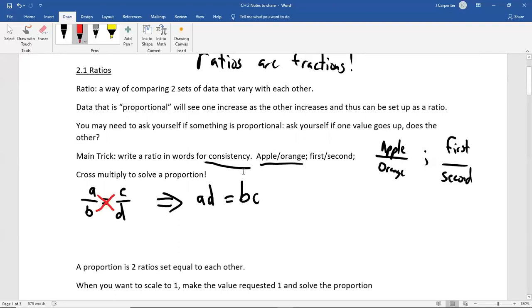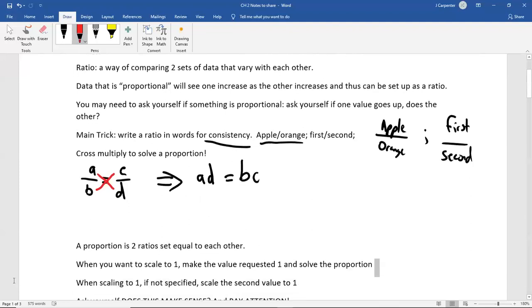So again, a proportion is 2 ratios set equal to each other. Ratio means fraction, so a proportion is 2 fractions set equal to each other. And we say that if data is proportional, that means if one thing goes up, the other goes up. It also means if one thing goes down, the other goes down. It works in reverse directions as well.